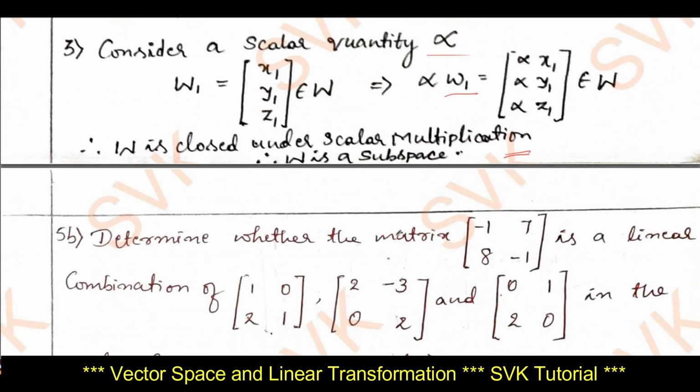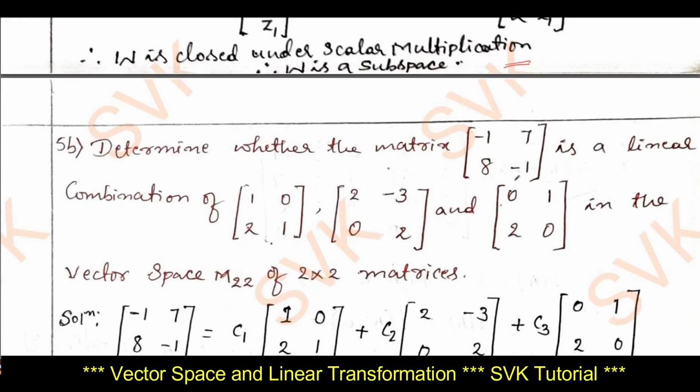So moving on to question number 5b: determine whether the given matrix is a linear combination of these three matrices in the vector space M22, which means 2 cross 2 matrices.